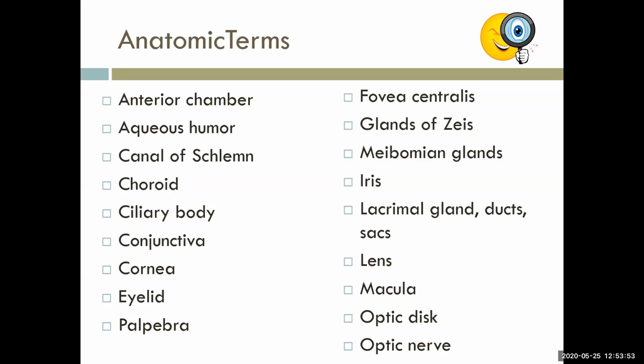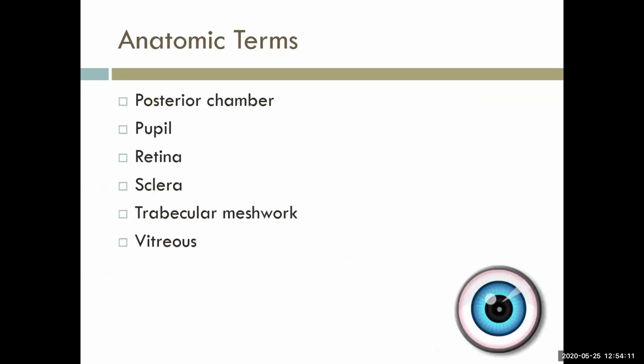Optic disc is the exit site of the retinal nerve fibers, as well as entrance point for the retinal arteries. So the optic disc, and then the optic nerve is the nerve responsible for carrying impulses for the sense of sight from the retina to the brain. So to kind of transmit what you're seeing.